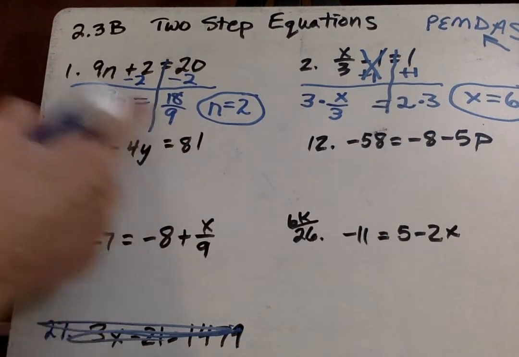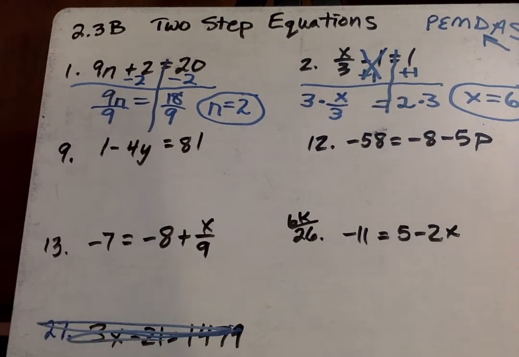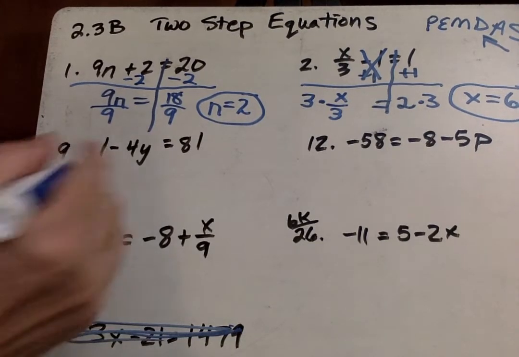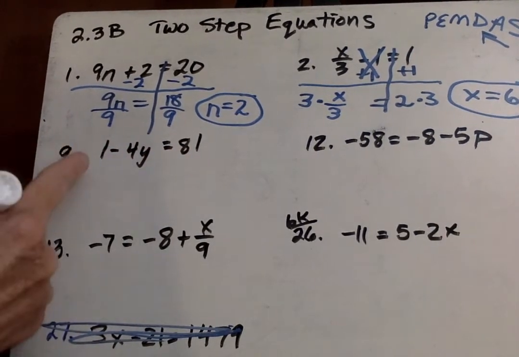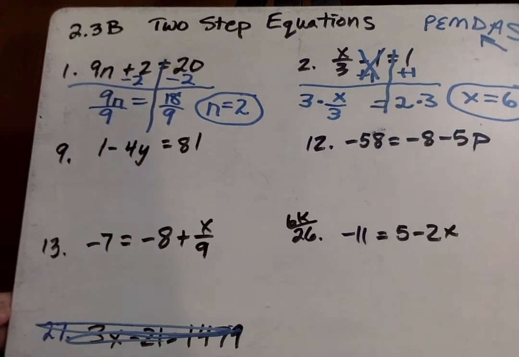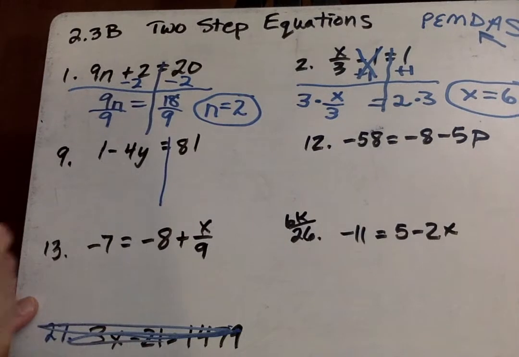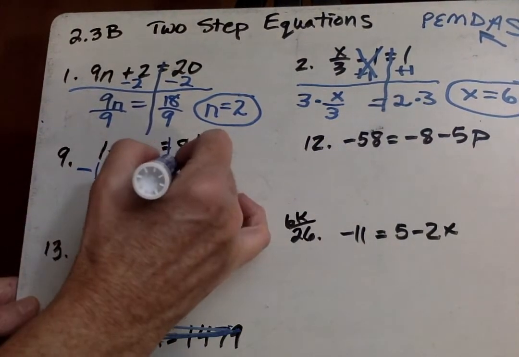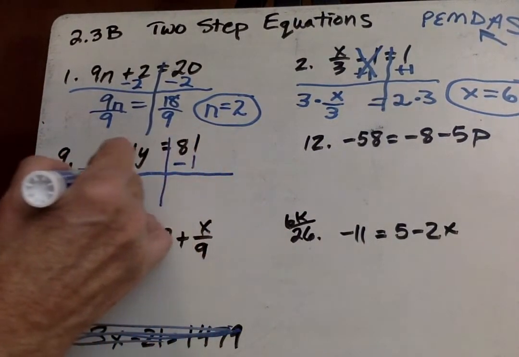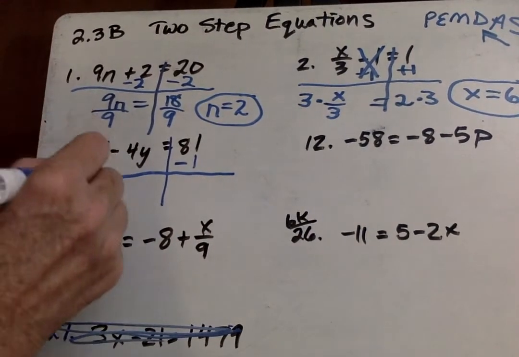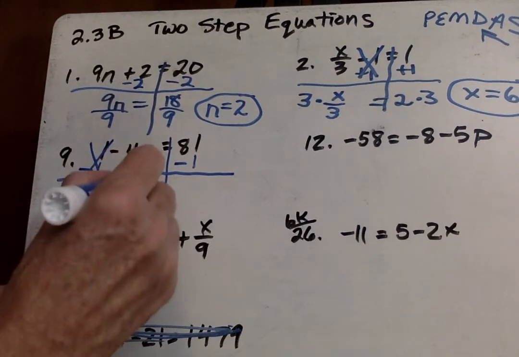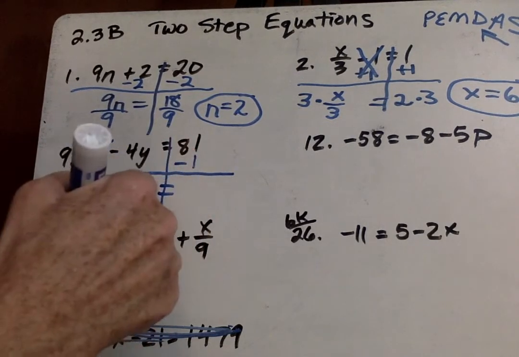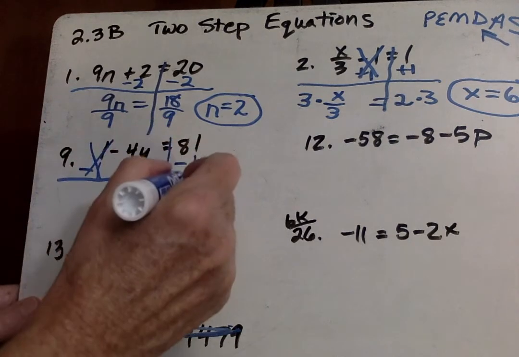Okay, next we're going to go here. All the way jumping down to number 9. This is a little bit of a trickster. Here's my variable. Here's my number. Here's 81. This looked like it's -1. It is not -1. It's a positive 1. So the inverse operation here is going to be -1, -1. Again, I told you it was a little bit of a trickster. So this goes away, but the negative stays with the 4. So it's -4y equals 80.